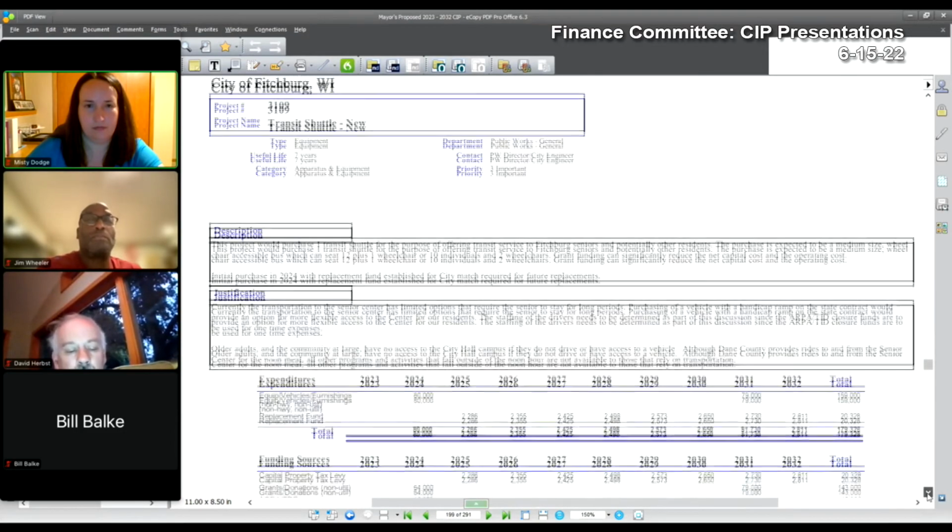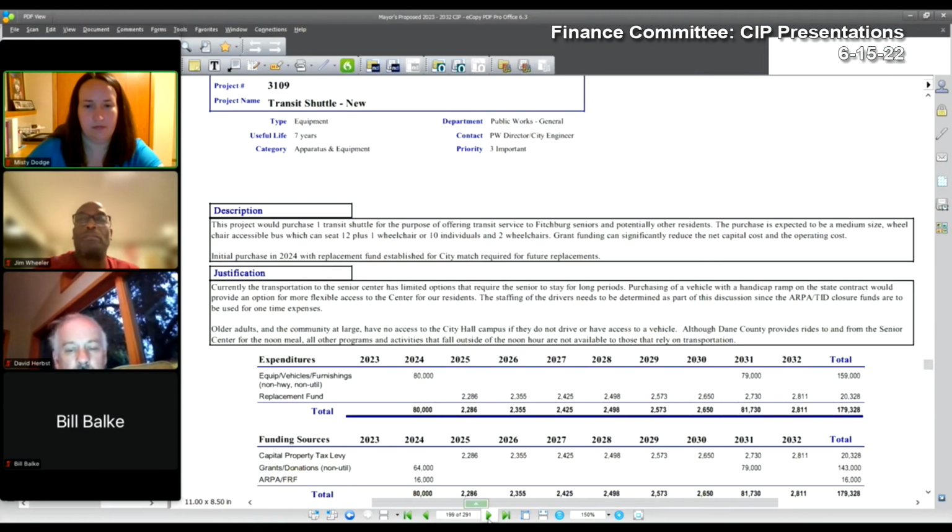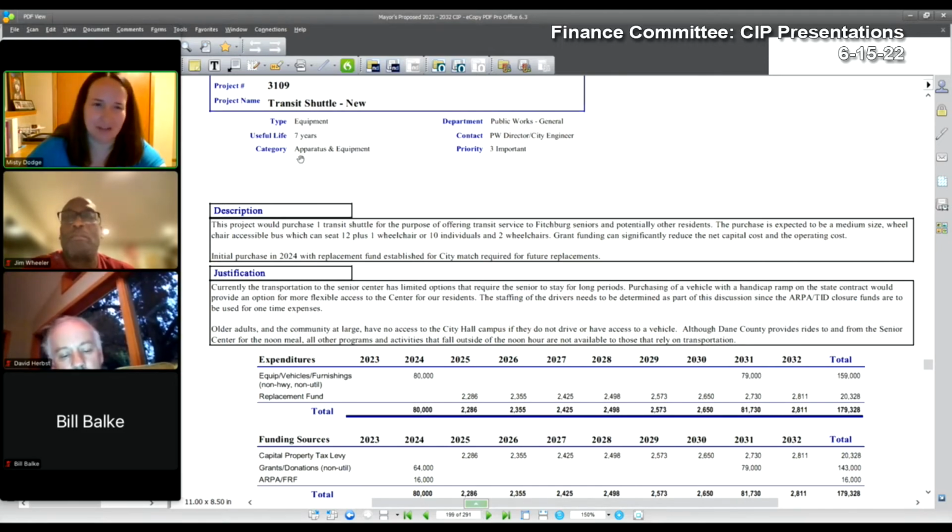3109 is a transit shuttle. Project to purchase a transit shuttle for seniors and potentially other residents. The purchase would occur in 2024 and is funded with state and federal transit aid and/or ARPA/FRF. Misty, help me out with FRF. It's Fiscal Recovery Fund, so it's another name for ARPA. Thank you.